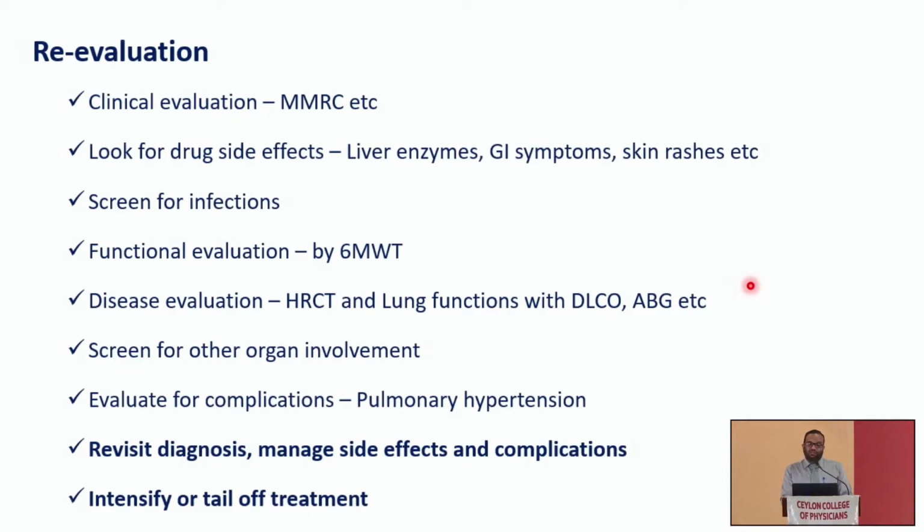And we screen for other organ involvement because connective tissue diseases are multi-organ involvement diseases. And we evaluate for complications such as pulmonary hypertension, and we revisit the diagnosis, whether we have done the correct diagnosis, and we manage the side effects and complications. And we decide whether to intensify, tail off, or continue the same management.